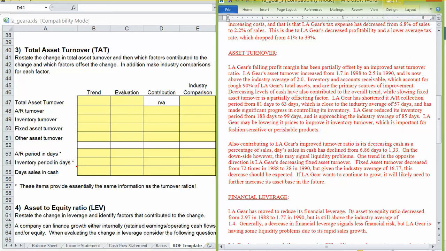All right, next thing we have to talk about is our asset turnover. And so we'll begin our paragraph. Again, we'll have our introduction. Typically picks up the same thing we had from our overall change. And then we're going to look at the individual contributing and offsetting factors. So let's go ahead and take a look at our ROE decomposition template.